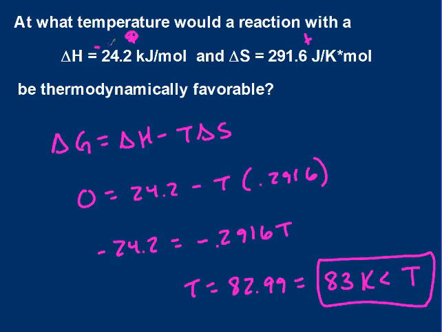If this problem was a negative 24.2, then we would have got a negative 83 Kelvin, which makes sense because negative delta H and positive delta S should be all temperatures. Well, the lowest temperature Kelvin can get is 0, so negative 83 means that all temperatures must be spontaneous because all temperatures will be greater than negative 83 Kelvin. So if you get a negative Kelvin, it means that all temperatures are spontaneous.